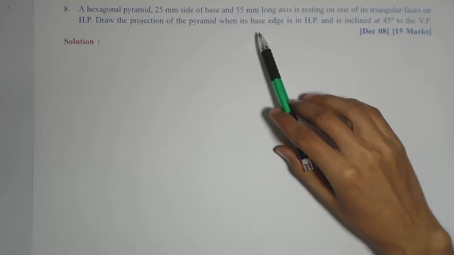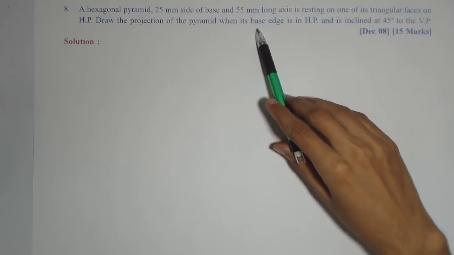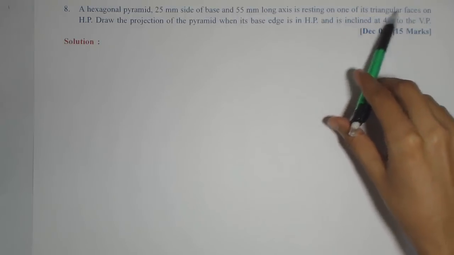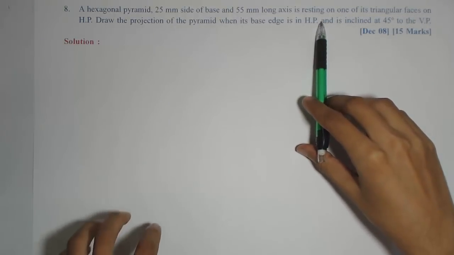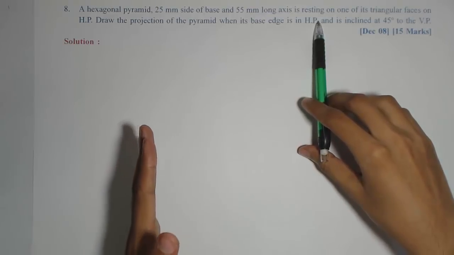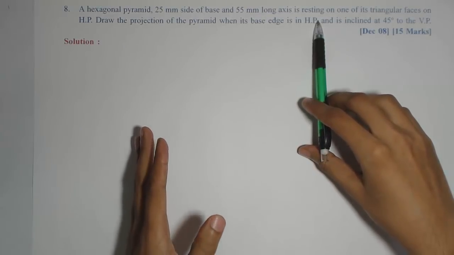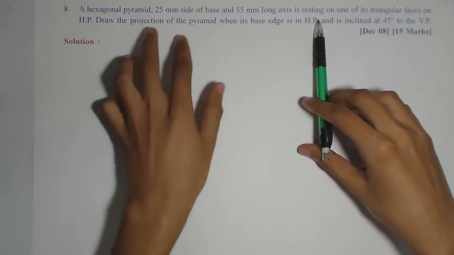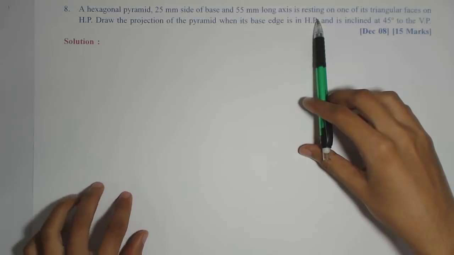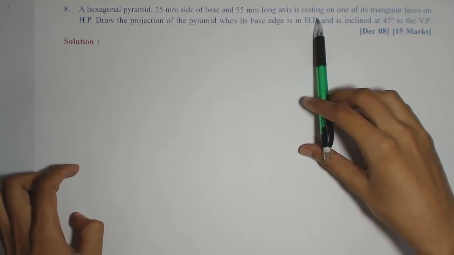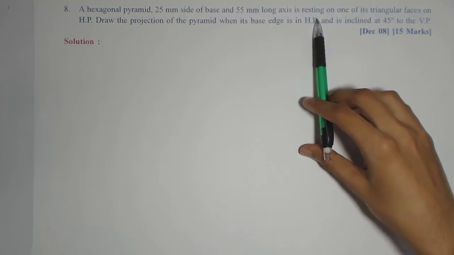Now, if this statement is also not given, base edge is in the HP, for keeping one of its triangular face on the HP, in first stage we need to keep the entire base in the HP with one of its base edge on the right hand side, as done in the seventh problem. So first stage will be same as the seventh problem, only dimensions are different. So we need to draw the hexagonal base below xy line with the two sides of the hexagon perpendicular to xy. Okay.